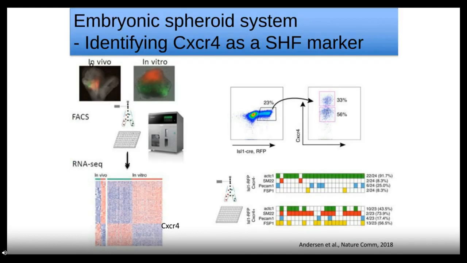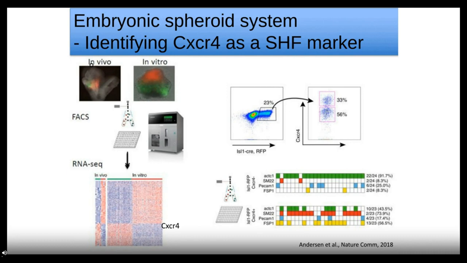And I'm just going to move over and explain a little bit more about how we use the system to identify a surface marker to also identify these cells. So when we looked again into our array data or our RNA-seq data, we wanted to see if we could identify these progenitors by the expression of surface receptors.